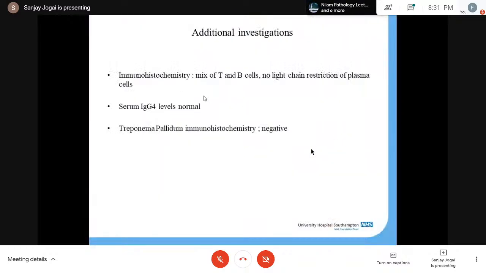So we also sent for serum IgG4 levels, they were normal. And it was an odd case. So it was a pulmonary artery. So we also wanted to exclude syphilis. Not that I've seen an example here, but we did Treponema pallidum immunohistochemistry, that was negative.